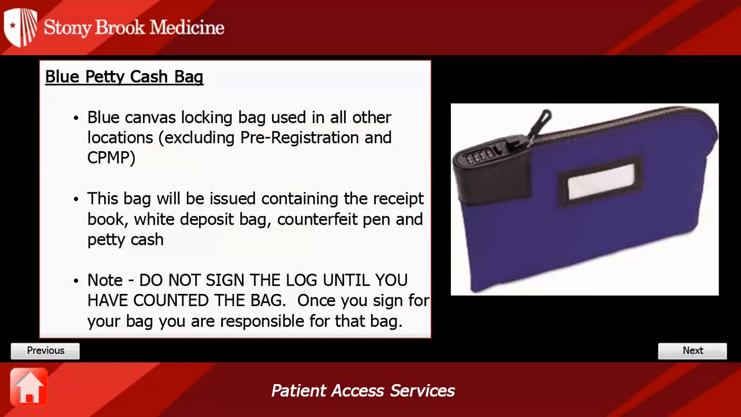Blue petty cash bag. A blue canvas locking bag used in all other locations, excluding pre-registration and CPMP. This bag will be issued containing the receipt book, white deposit bag, counterfeit pen, and petty cash. Note: do not sign the log until you have counted the bag. Once you sign for your bag, you are responsible for that bag.